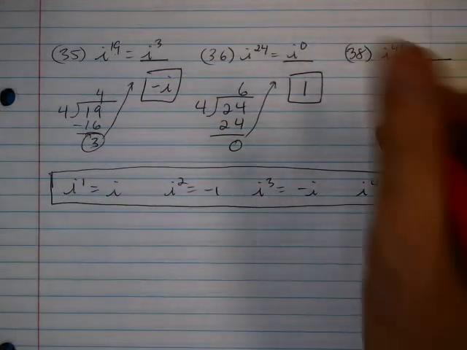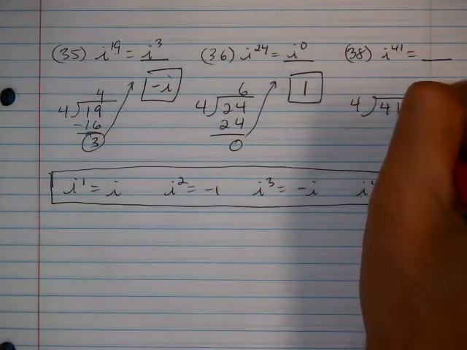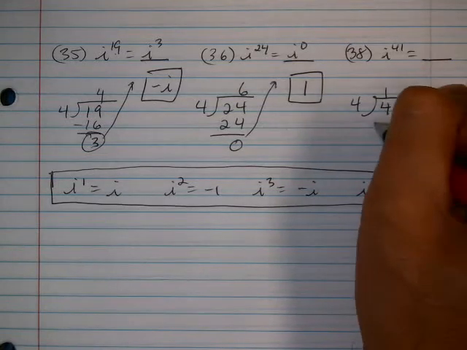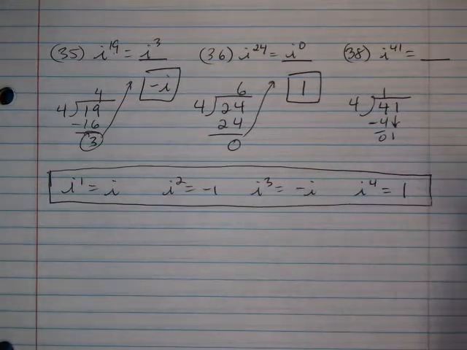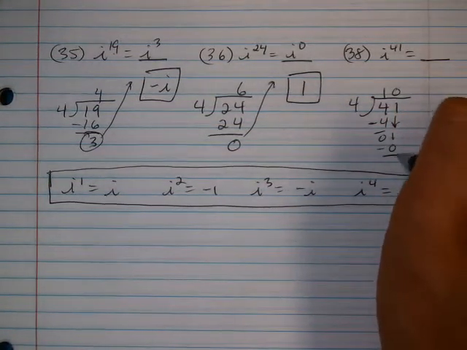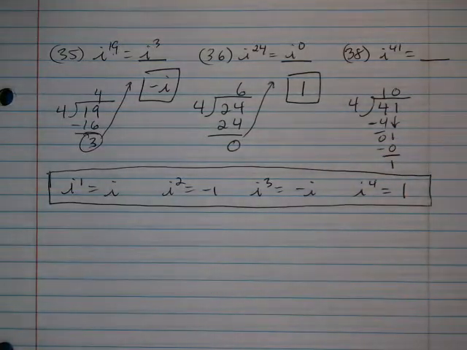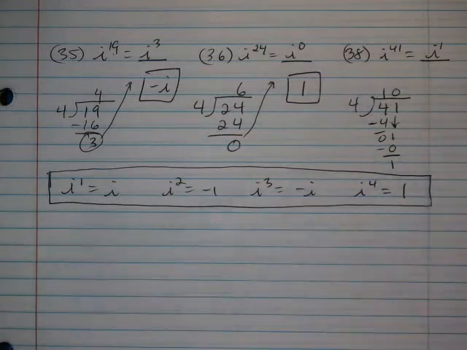Then the last one, i to the 41st, 4 into 41. 4 goes into 4 once, minus 4, 0. Bring that 1 down. 4 goes into 1 0 times, 0, which means my remainder is 1. So this becomes i to the first.